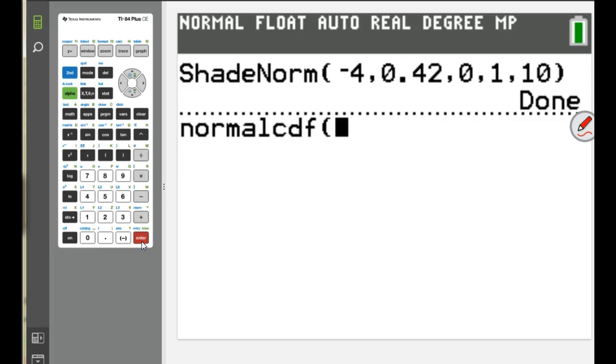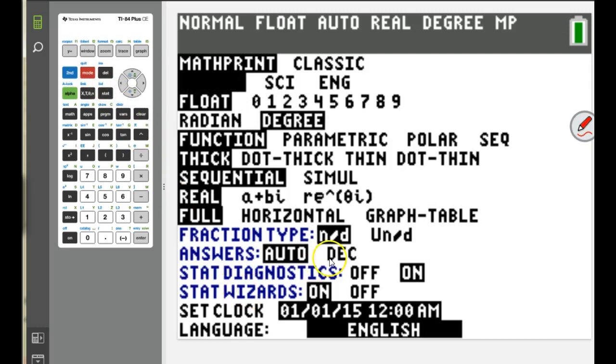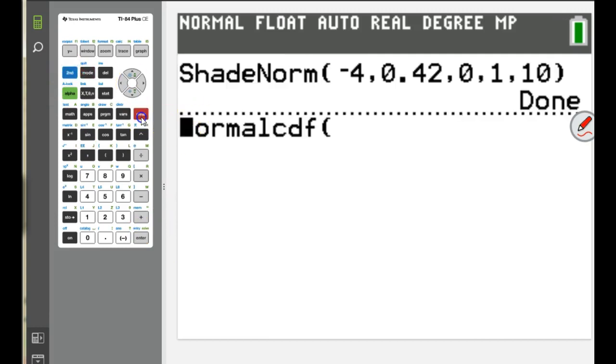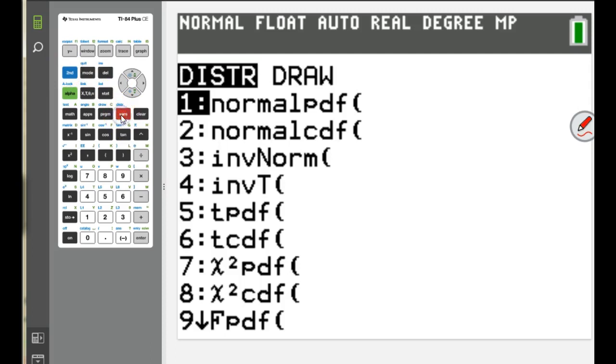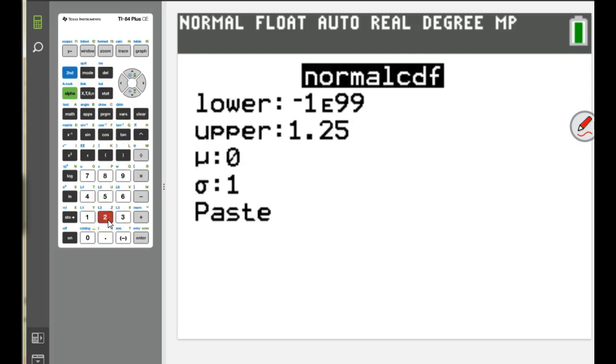Now, oh shoot. Did you all get a little stats wizard? I don't know why I didn't. It says it's turned on. Did you get this? Did everybody get this? I don't know why I got it this time and I didn't last time. Tristan, did you get this? Okay, go to mode and make sure the stats wizards are turned on.